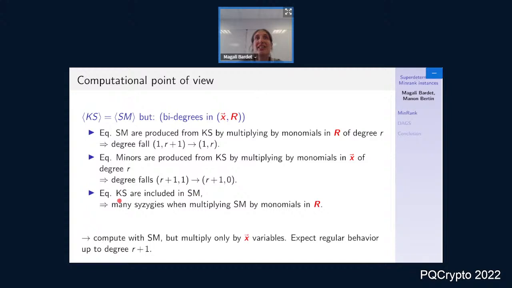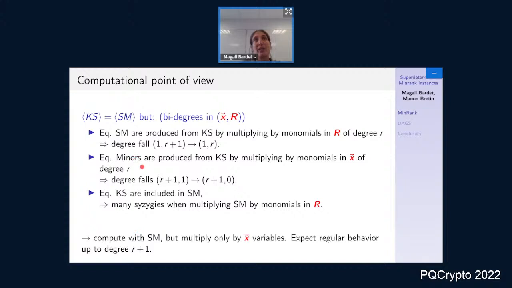And as you already had the equations in the system, you expect to get a lot of unnecessary computation and reductions to zero. So the idea when you see that is to compute with the Support-Minors system. That is to say, to start with very high degree equations in the Kipnis-Shamir modeling, but you just want to multiply by the X variables because in some sense, starting with the Support-Minors, you already had multiplication by the R variables. And you expect for a generic system a regular behavior up to degree R plus 1, and after that you will get the Minors equations.